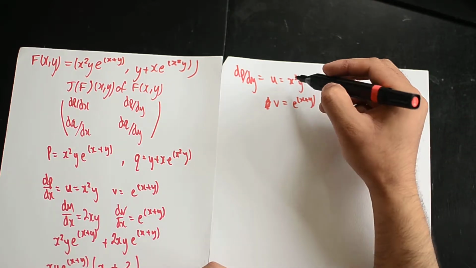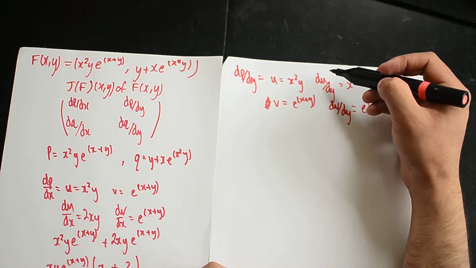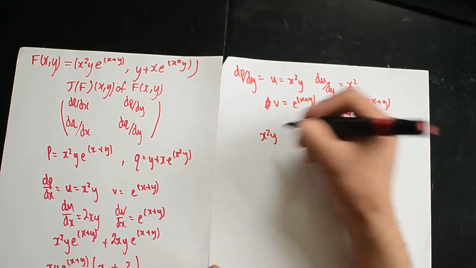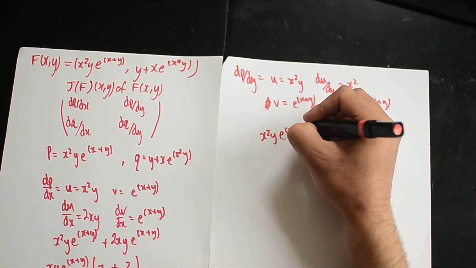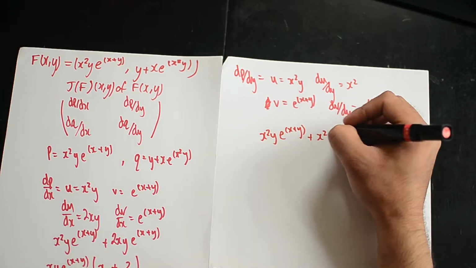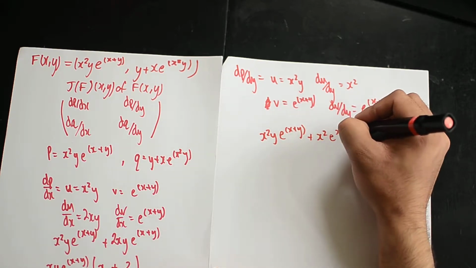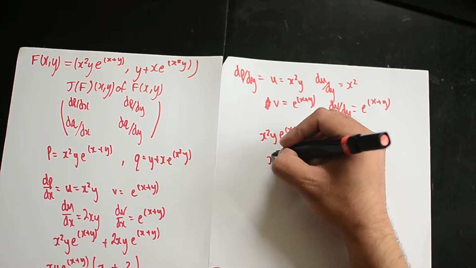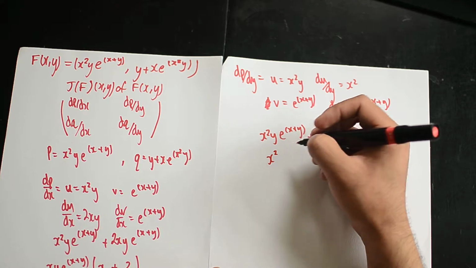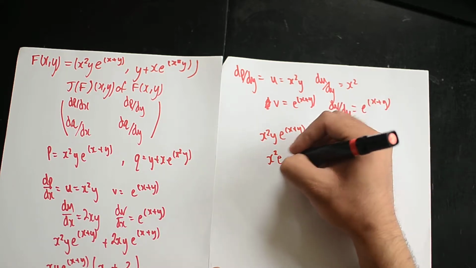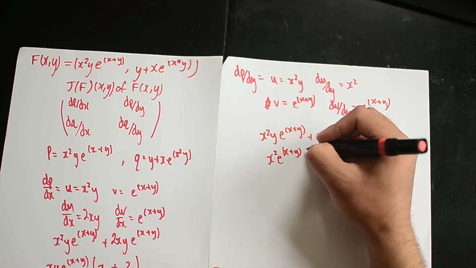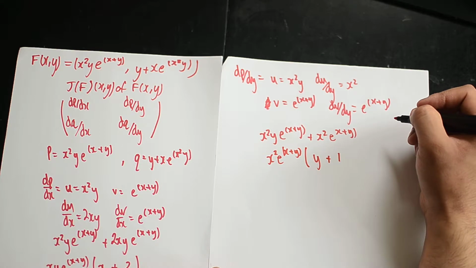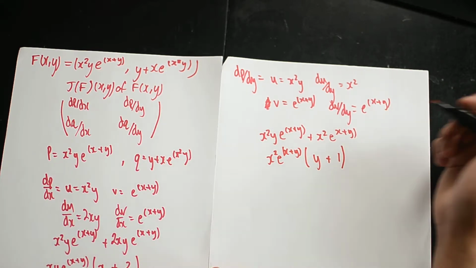We use the product rule now. We multiply u by dv dy plus du dy by v, and you're going to get x squared y e^(x plus y) plus x squared e^(x plus y). And this can obviously be simplified by getting x squared e^(x plus y) out, and you're going to get y plus 1. So that is my dp dy.